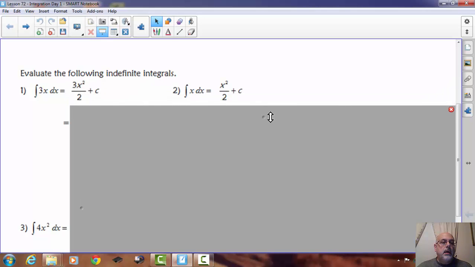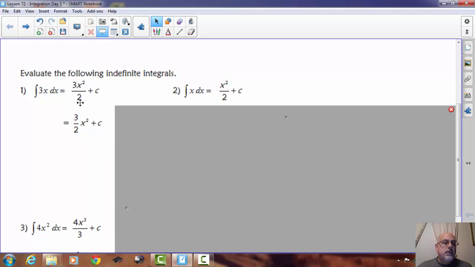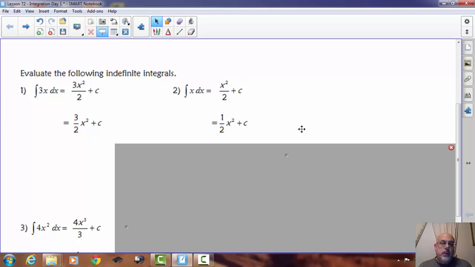So we have 3x squared over 2 plus c, right, because we're going to take the exponent of 1, add 1 to make it exponent of 2, then divide by 2. As you can see, 3 halves x squared plus c. Let's take a look at number 2. We want to integrate x. So again, the exponent is 1. You add 1 and you have 2. So you have x squared over 2 plus c. Got to remember the plus c. And then clean that up, and it's 1 half x squared plus c.